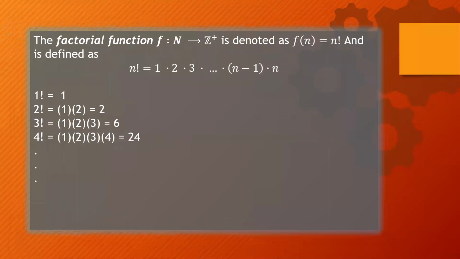And one that's going to be really, really important to us, the factorial function. So this maps the natural numbers to the positive integers. It's denoted f of n as n factorial. So n factorial is equal to, you multiply everything from 1 through n. So 1 factorial is 1, 2 factorial is 2, 3 factorial is 6, and 4 factorial is 24. This one, again, is going to show up quite a bit later on in the course. It's going to be pretty important.